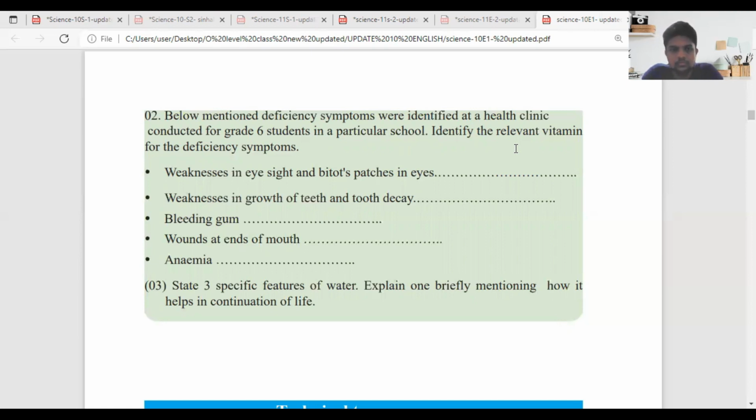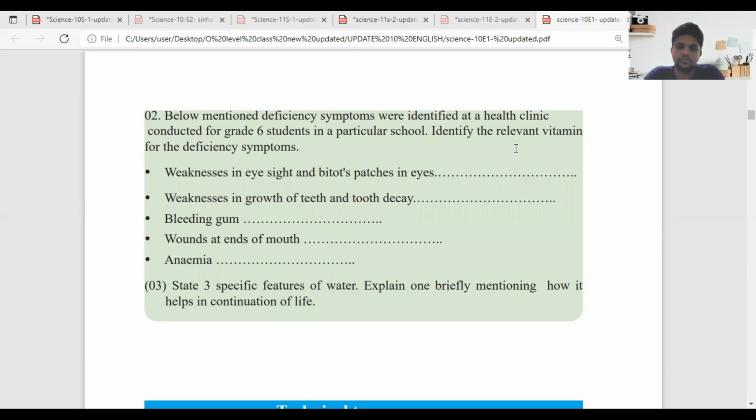Below mentioned deficiency symptoms were identified at the health clinic conducted for grade 6 students in a particular school. Identify the relevant vitamin for the deficiency symptoms. First one is weakness in eyesight and patches in eyes, vitamin A. Very good.